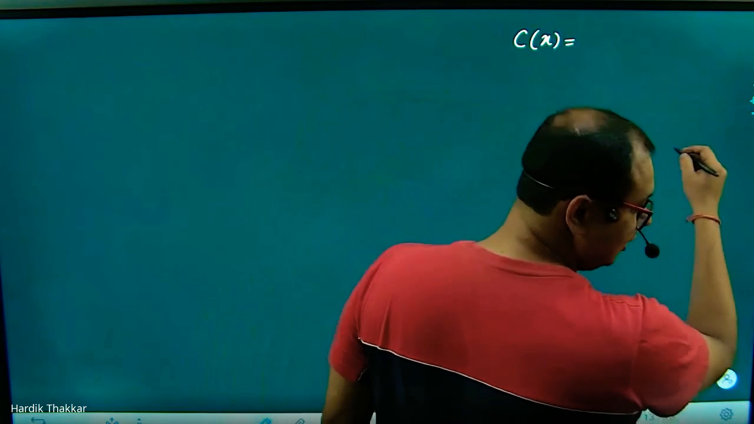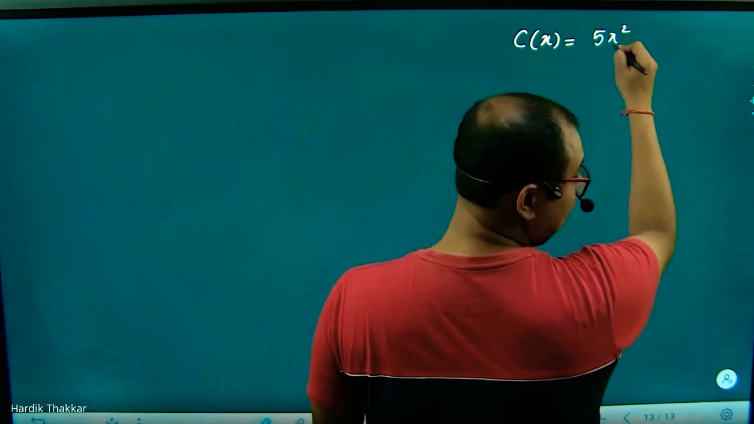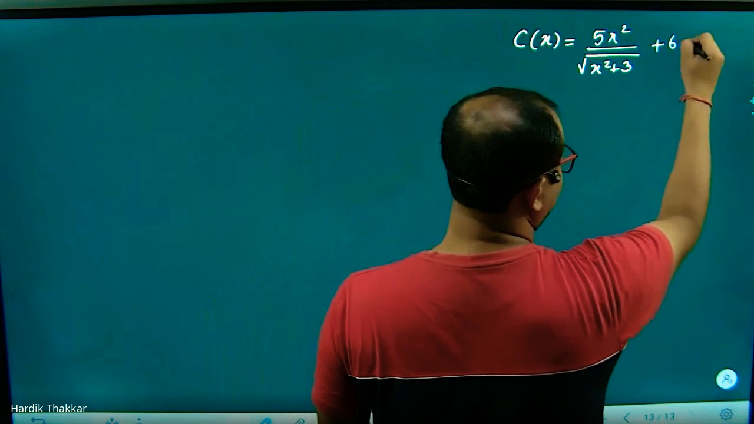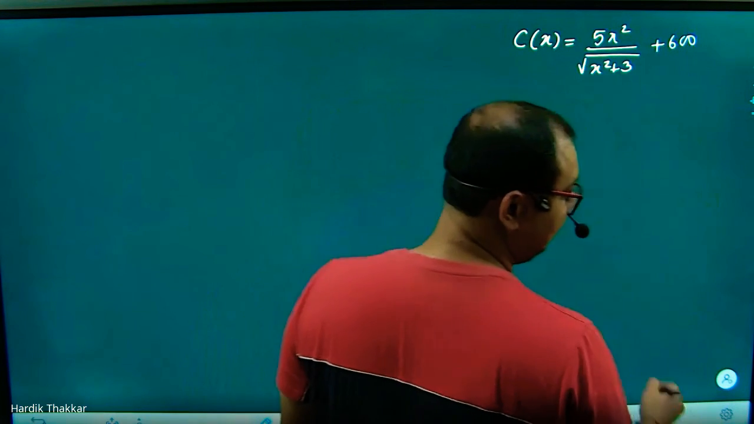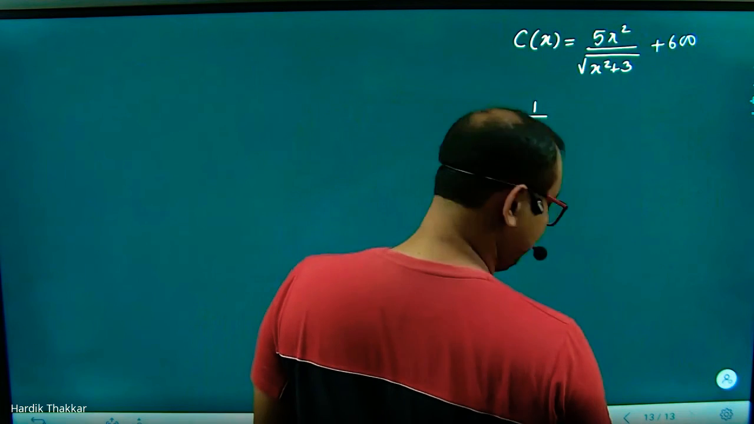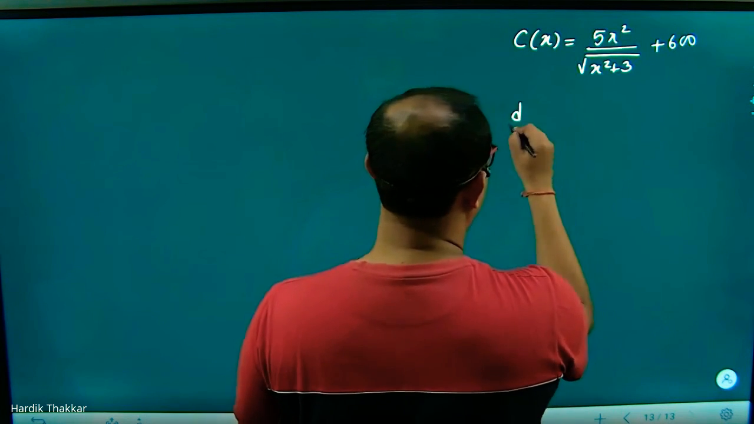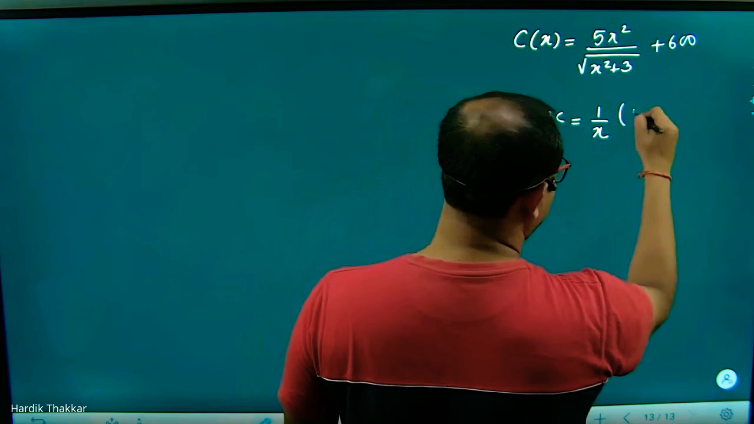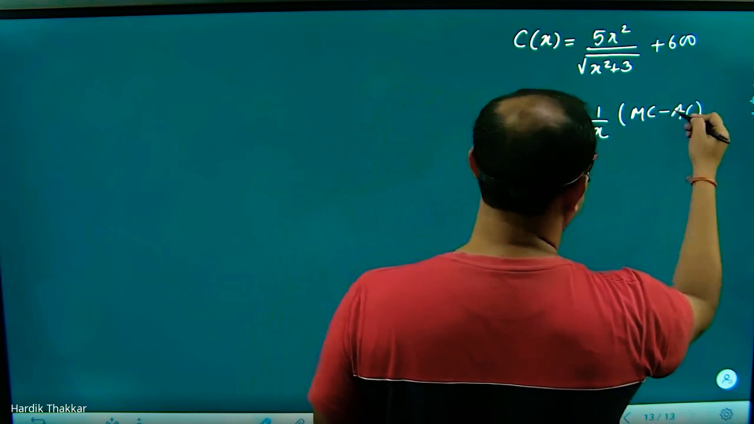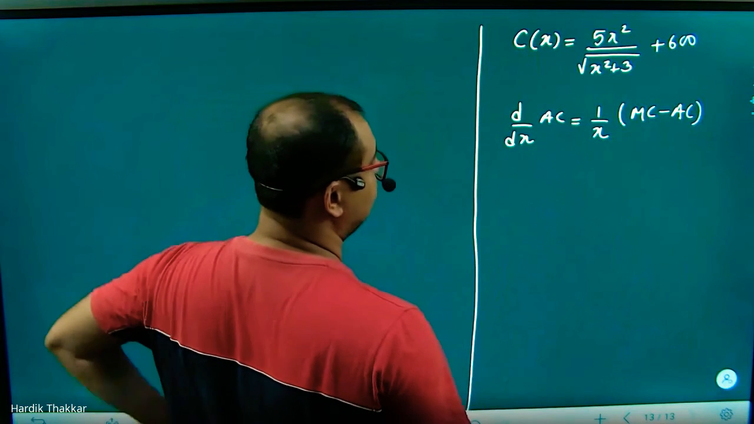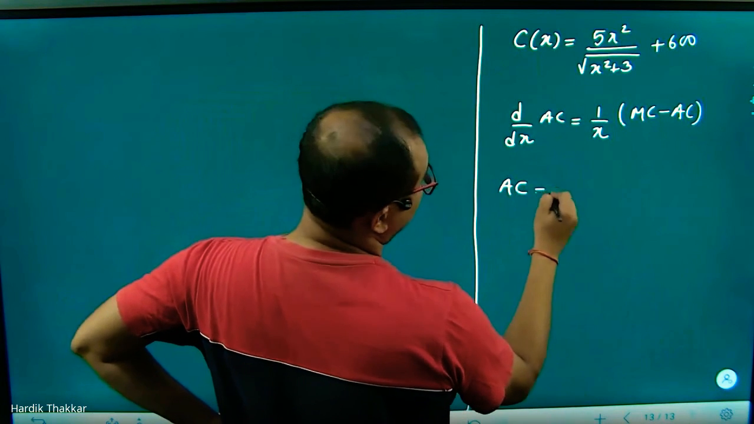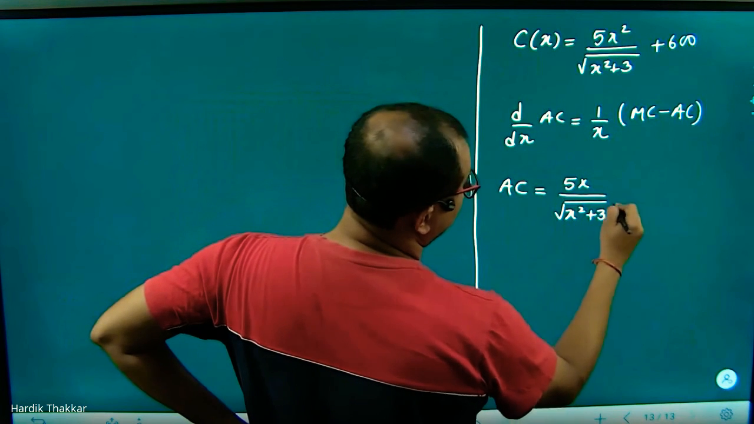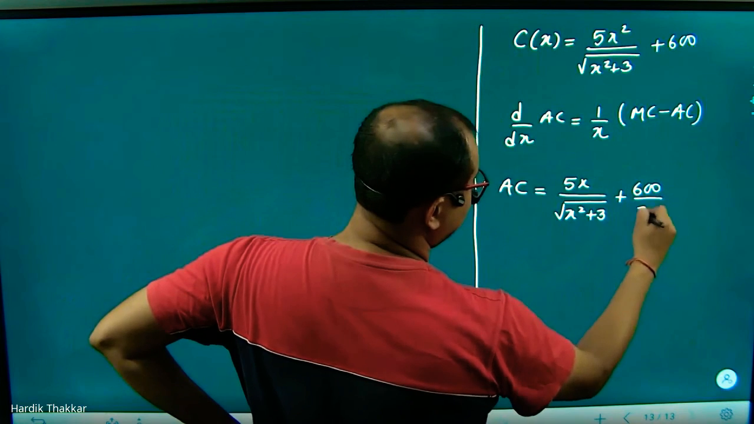C of x is 5x square upon root over x square plus 3 plus 600. Okay. So we have to verify that d by dx of AC is equal to 1 upon x into MC minus AC. Okay. So this is what we have to verify. So first we will find AC. So AC will be 5x upon root over x square plus 3 plus 600 upon x. So this will be your AC.